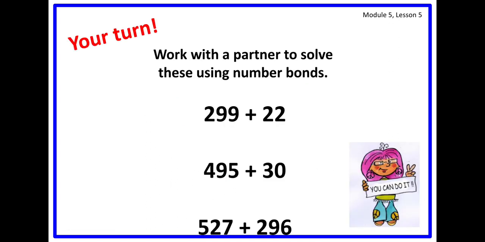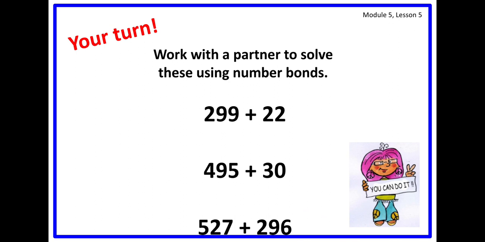So work with a partner to solve this using number bonds. Give this a trial. 299 plus 22, 495 plus 30, and the last one. So if you watch very well, one of them is close to the multiple of 100. So break the other ones, add it to it, and you will get your answer.